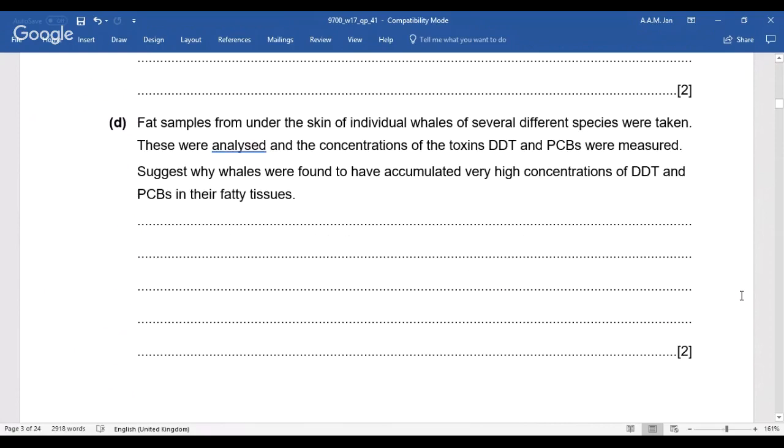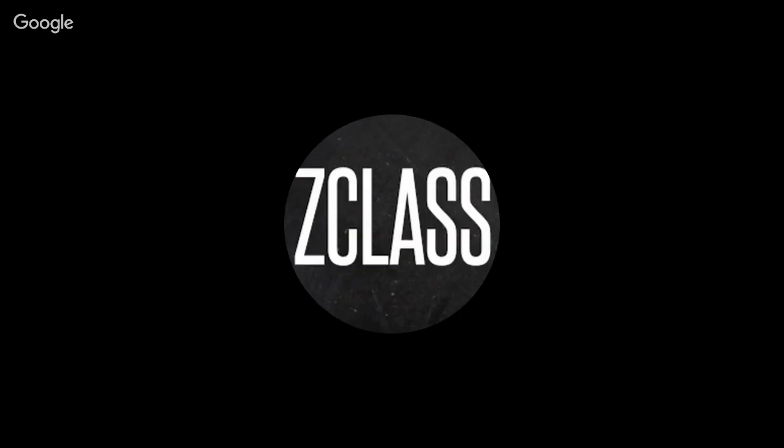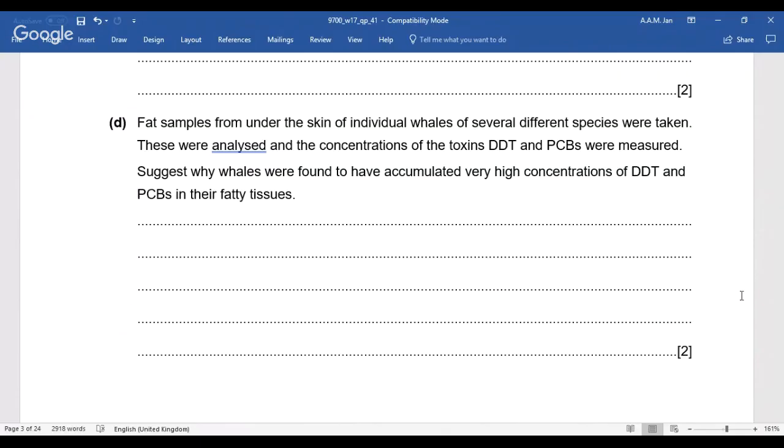Okay, Grace, give me an answer for this. So basically the toxins were present in the water and in fat tissues, the fat cells have absorbed this and it hasn't been broken down. Like fat tends to absorb things and it tends to store things, so it's still there, I guess. Okay, and how does it get from the water to the fat tissue?